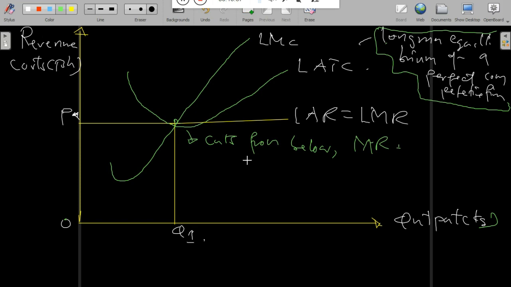And as you can observe now, the long run average total cost cuts across between the long run average revenue and marginal revenue.